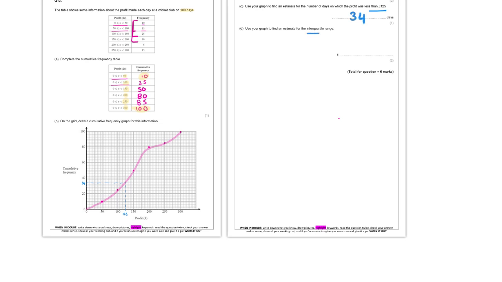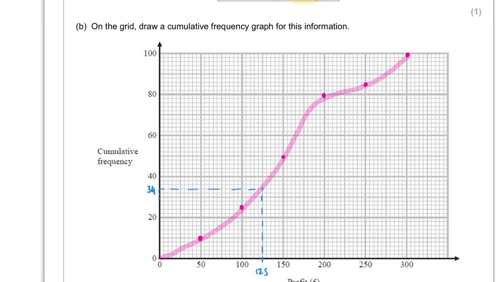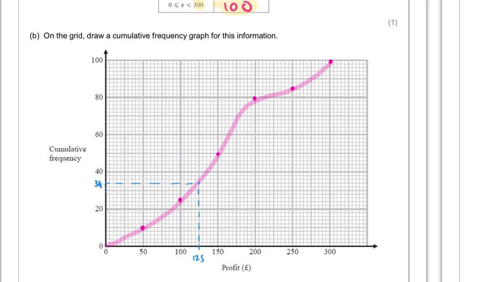And then it says use your graph to find an estimate for the interquartile range. So this time we're drawing on the other side. What is the median between 100 and 0? It's 50. So we know this is our median. So 75 is our upper quartile, which we're going to go across and down. So what's this?